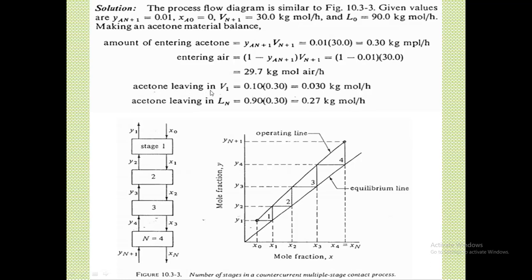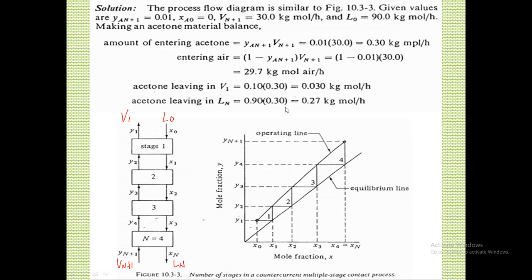Now, the acetone leaving in V1. Where is V1? This is V1. Let me annotate. This is your V1, this is your L0, this is your V sub N plus 1, and this is your L sub N. The acetone that leaves in V1 would just be 10% of this 0.30 that we accounted for in the acetone-air mixture, which is your feed. What leaves in V1 is just 10% of this, because the 90% will leave in LN. As you can see here, 0.10 of 0.30 is 0.03, and 0.9 of 0.3 is equal to 0.27.